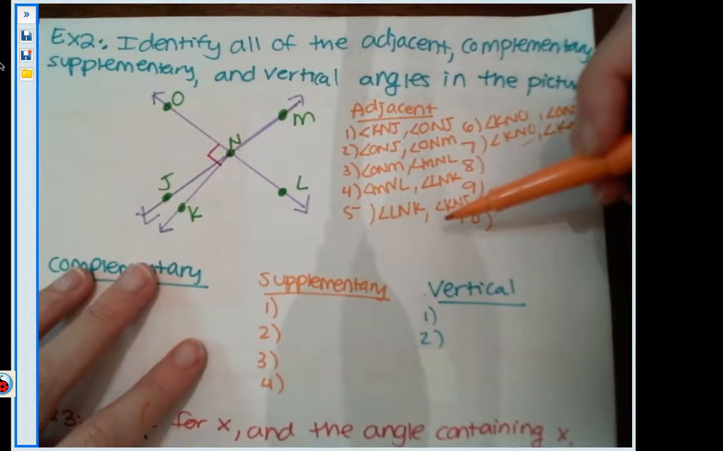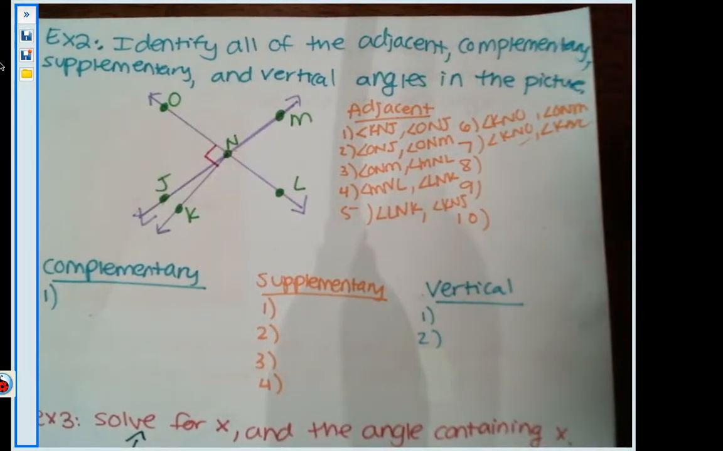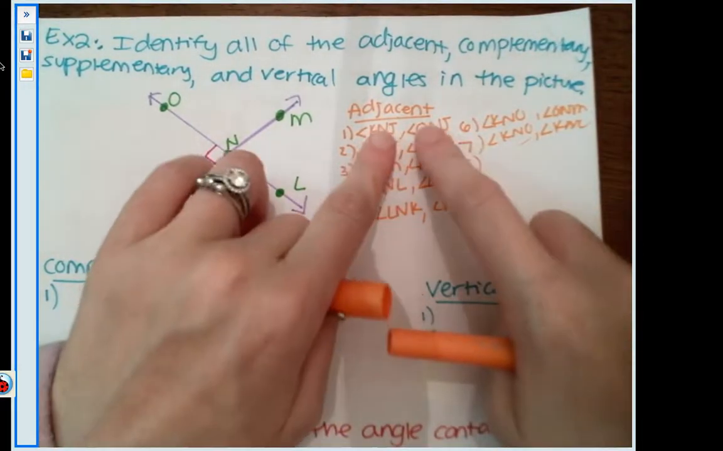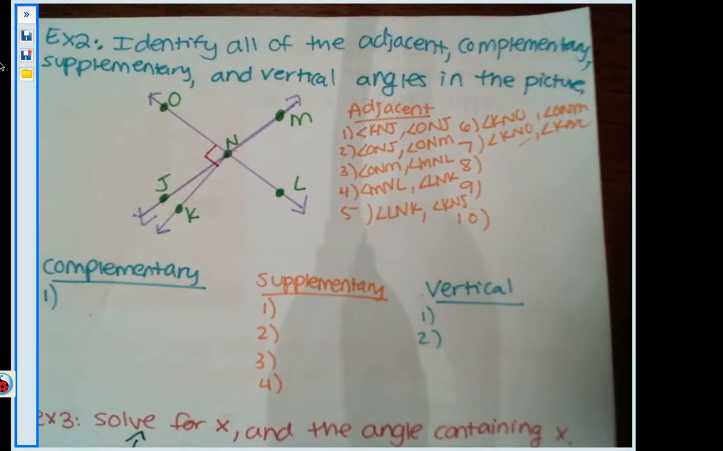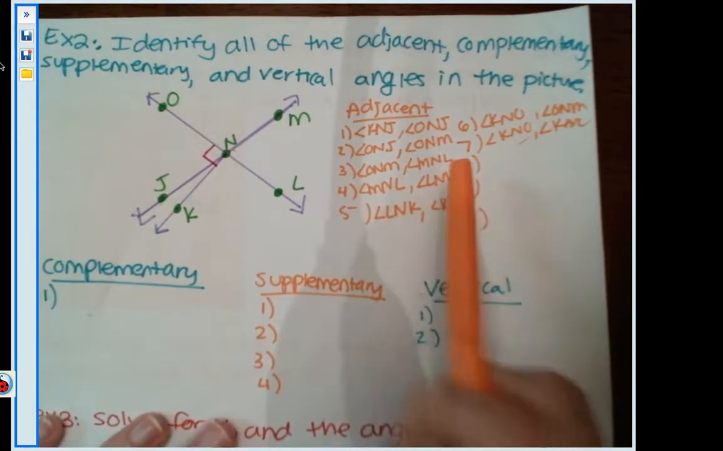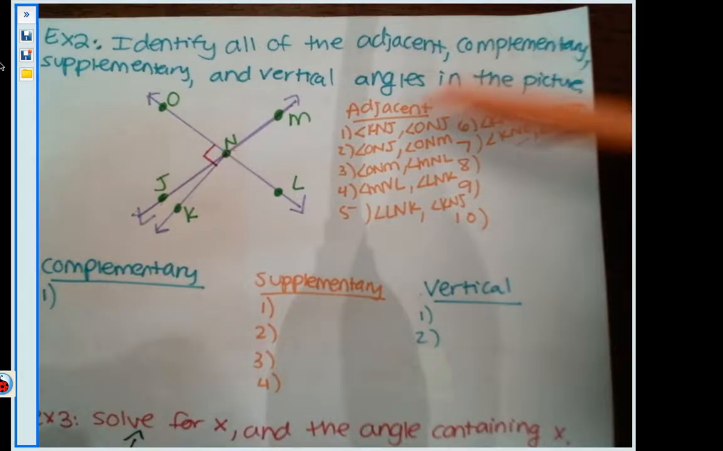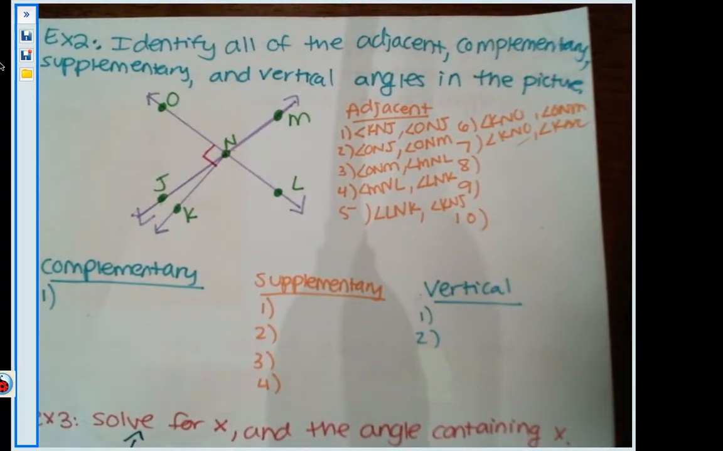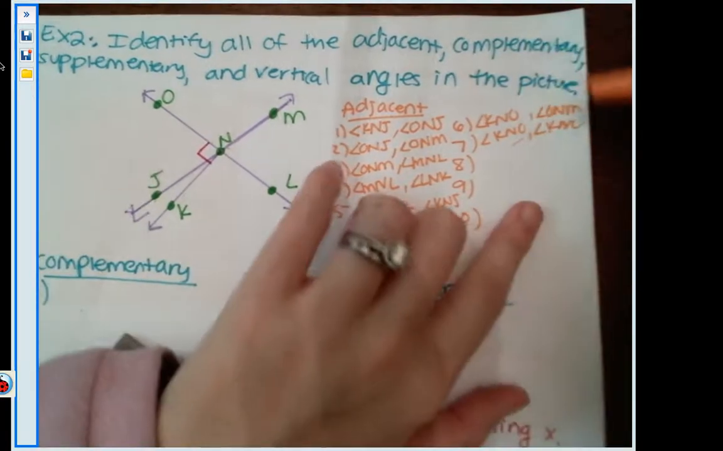Okay, if you guys notice, remember, adjacent angles have to have the same vertex points. And if you look here, the vertex point is always in the middle. And if you see, all their middle points are the same. And these all happen to have the same vertex point. But that's not how it will always be, so be careful. And be careful, you guys.